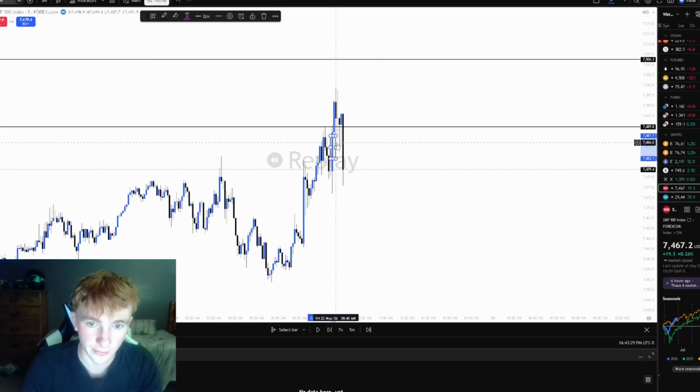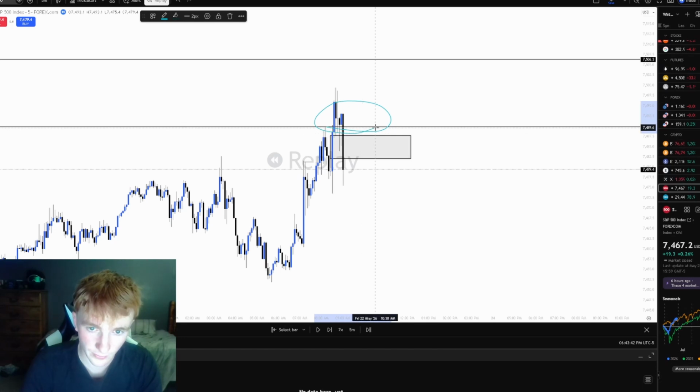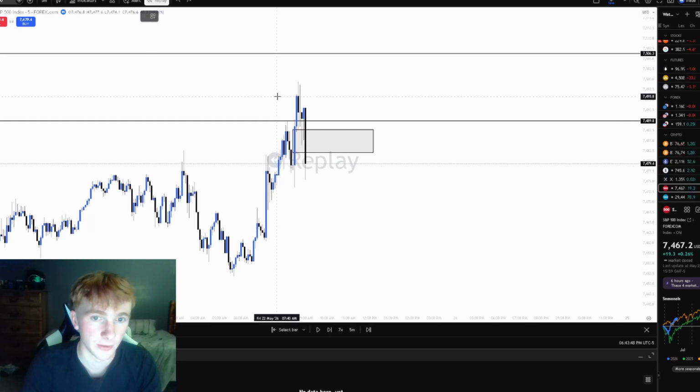We have a fair value gap on this market open candle. We inverse that gap. We have our liquidity sweep on ES and NASDAQ. This is the liquidity sweep on ES. That's a liquidity sweep on NASDAQ. And that's also how I got my bearish SMT.